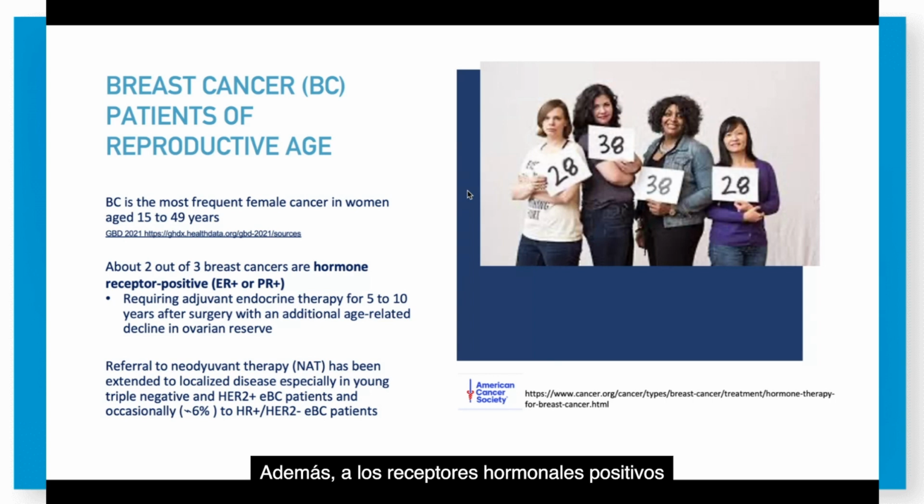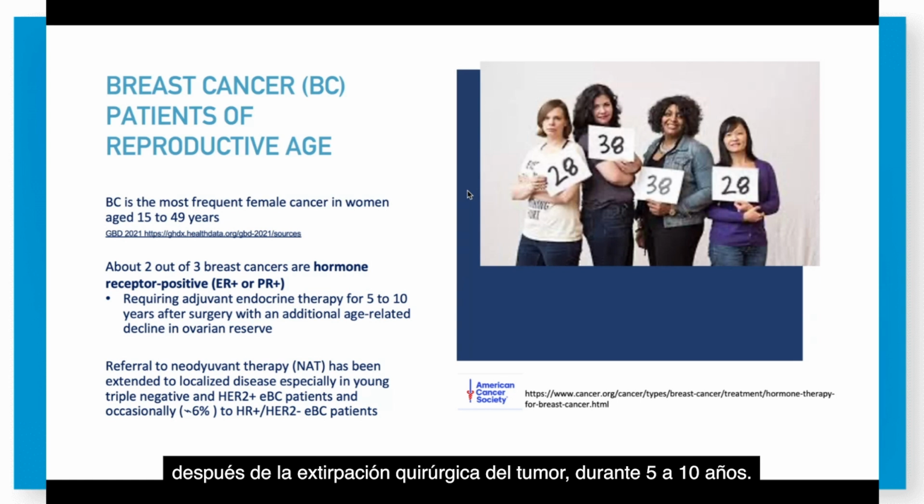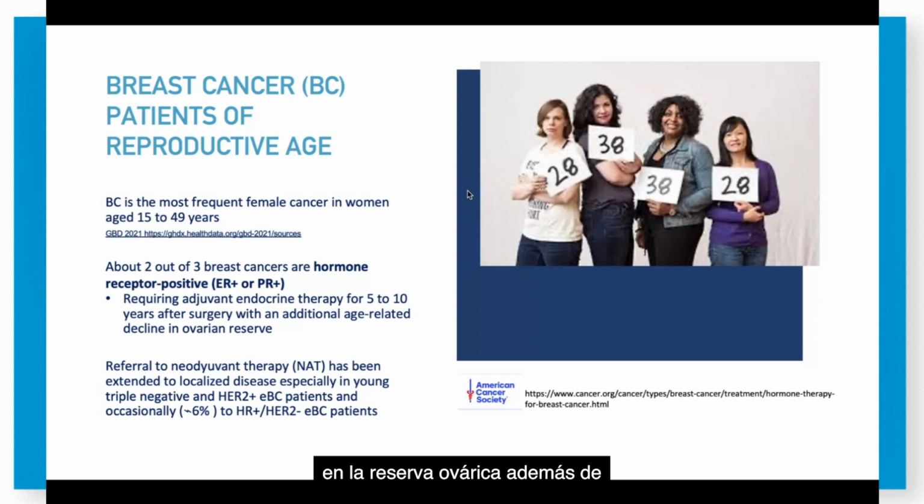Also, hormone receptor positive cancer patients usually undergo what we call endocrine adjuvant therapy after surgical removal of the tumor during 5 to 10 years. And this will be an additional age-related decline in the ovarian reserve, in addition to the gonadotoxicity of whatever treatment was used.